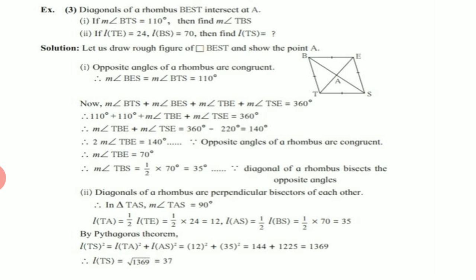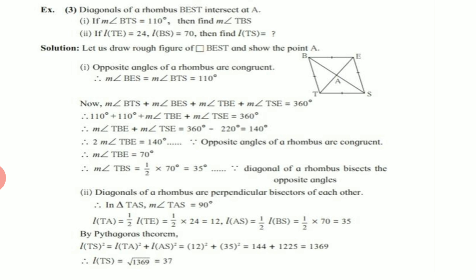Diagonals of a rhombus are perpendicular bisectors of each other. In triangle TAS, measure of angle TAS is equal to 90 degrees. Length TA is equal to 1 upon 2 length TE, which is equal to 1 upon 2 into 24, which is equal to 12. Length of AS is equal to 1 upon 2 into length of BS, which is 1 upon 2 into 70, which is equal to 35.